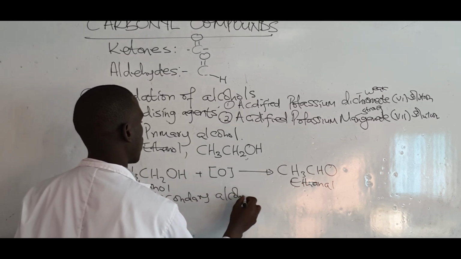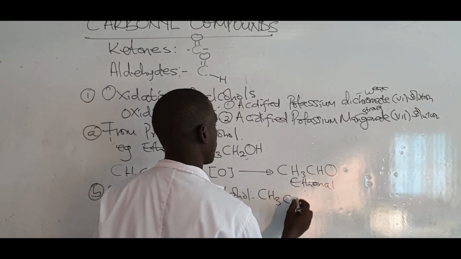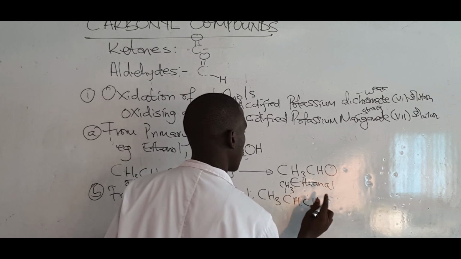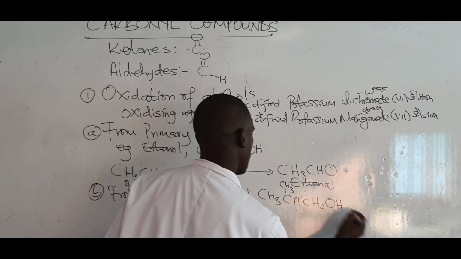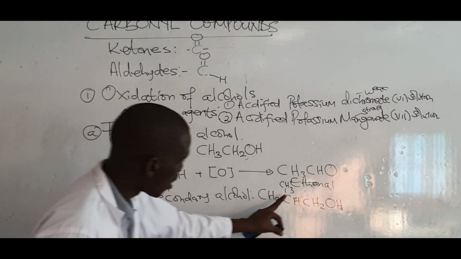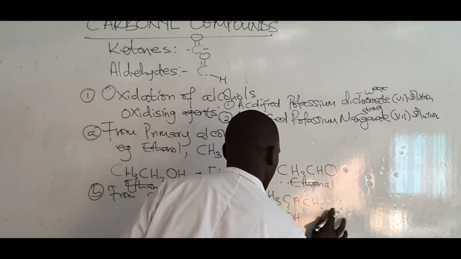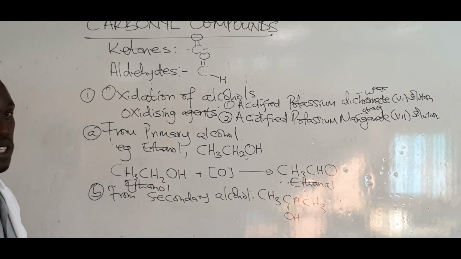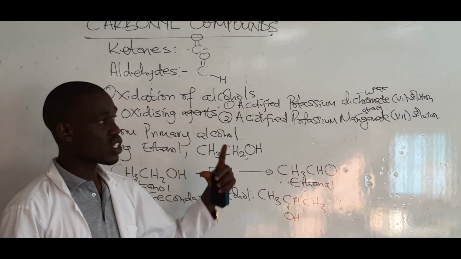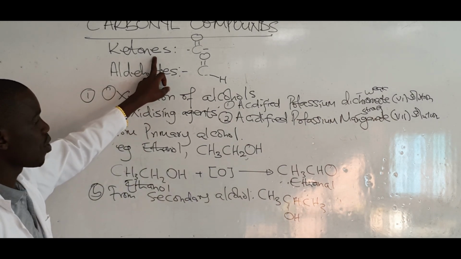Second one is when we have a secondary alcohol. Take for example, you have CH3, CH3, CH, and then OH. You have this one as your secondary alcohol. Actually, let me have this. You have OH, then you have CH as your secondary alcohol. Now, the oxidation with either acidified potassium dichromate or acidified potassium permanganate of a secondary alcohol is going to give you what we call a ketone.